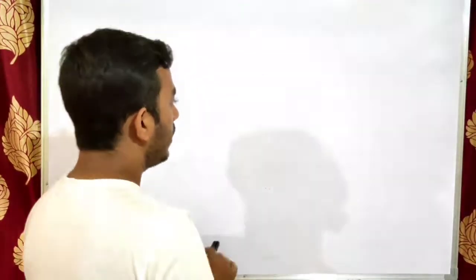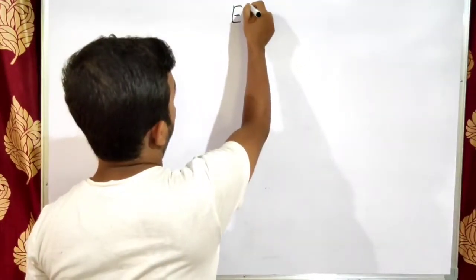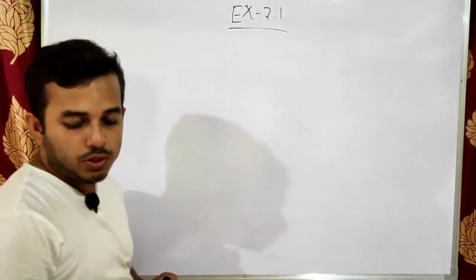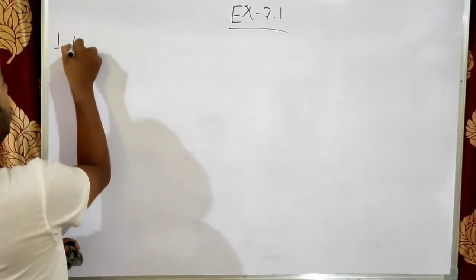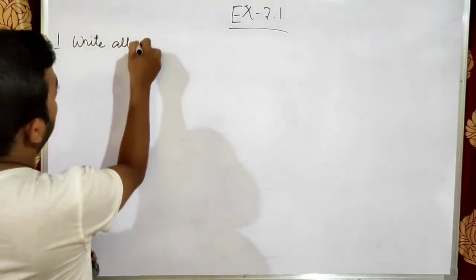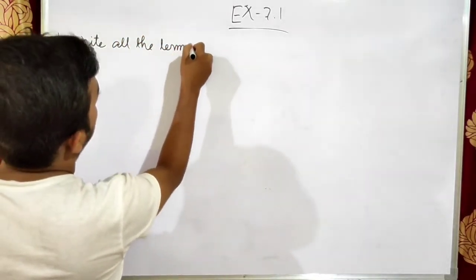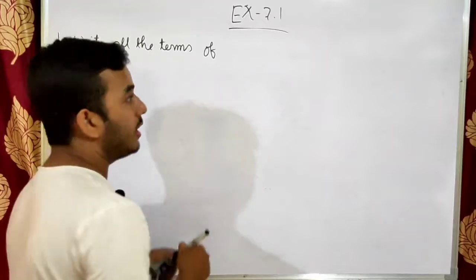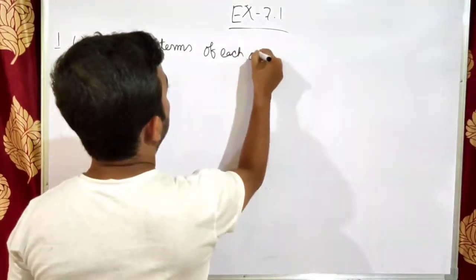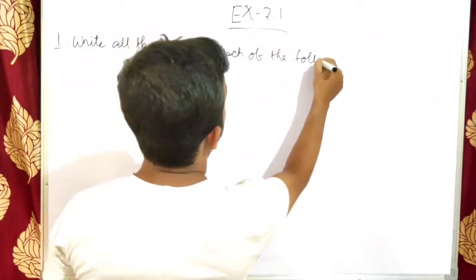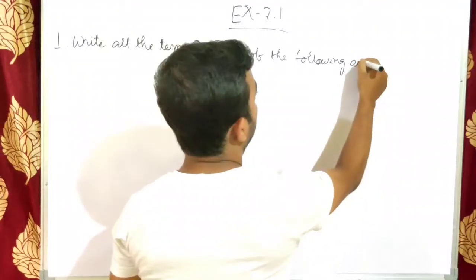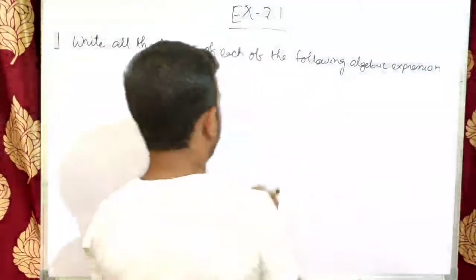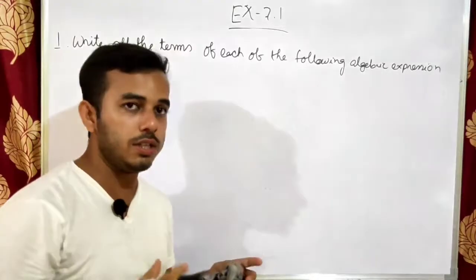Our first question of exercise 7.1 is: write all the terms of each of the following algebraic expression.